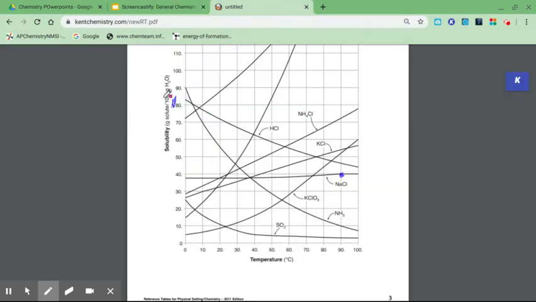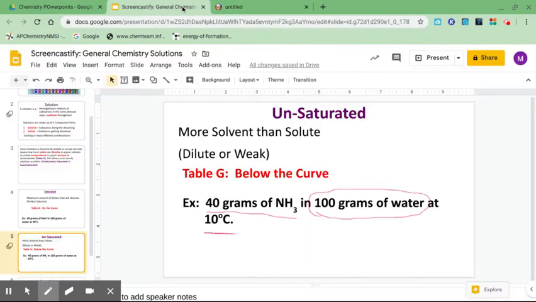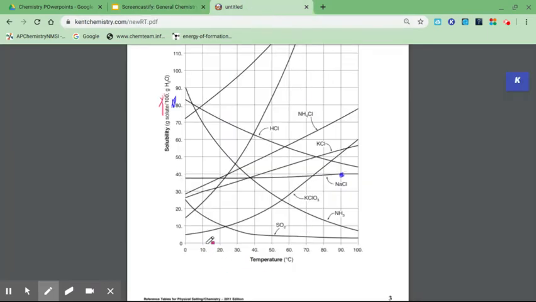Again, it's 100 grams of water. So I know I could use this as it is. It said 10 degrees Celsius for ammonia. So at 10 degrees Celsius, I'm going to slide my pointer up to ammonia. And what this is telling me is that at 10 degrees Celsius in 100 grams of water, I normally should have 70 grams that is saturated.